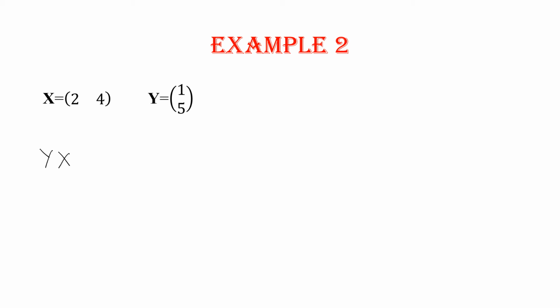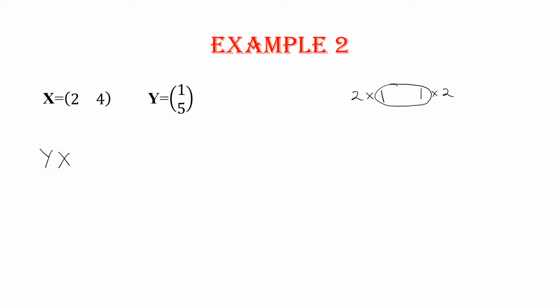Matrix y is a 2 by 1, and matrix x is a 1 by 2. So question, is this matrix eligible for multiplication? Yes, it is, because the number of columns in the first matrix is equal to the number of rows in the second matrix. So guess what?